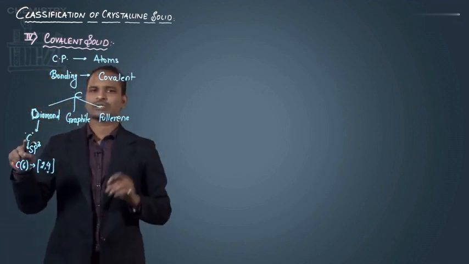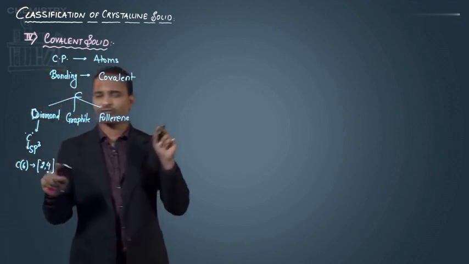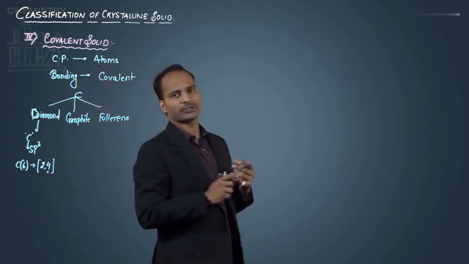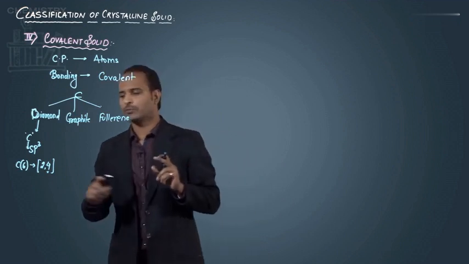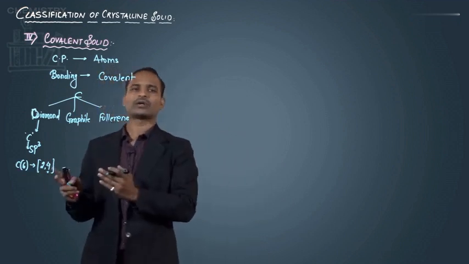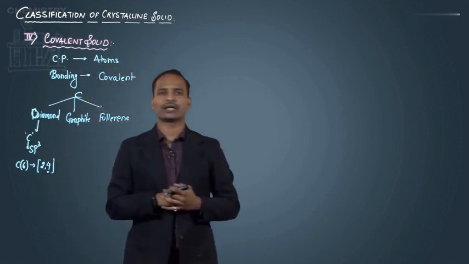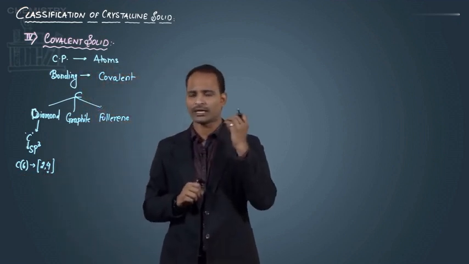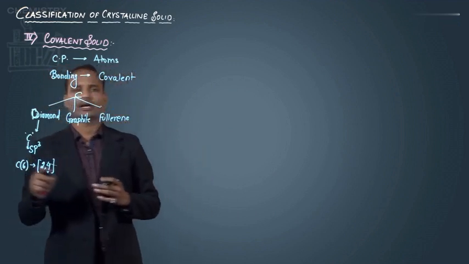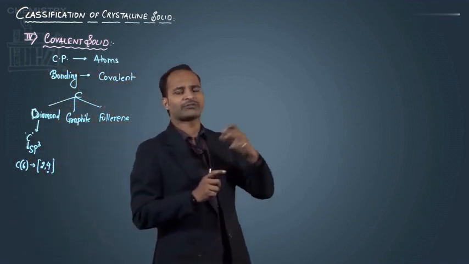But since in this case each carbon atom is forming four covalent bonds, all four electrons are utilized for the formation of the bond, that is a covalent bond. That's why the carbon does not have any free electron, and that's why diamond is considered a bad conductor of electricity.